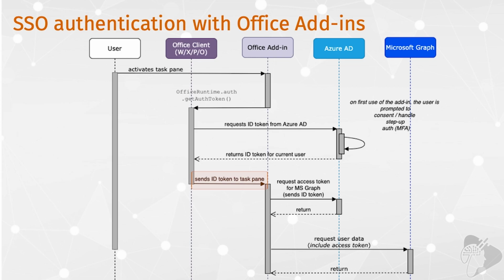Now, it's worth noting that none of the Office applications can request an access token that can be used to call other endpoints, such as Microsoft Graph. It can only request the ID token with a profile permission. If the add-in needs to call another API, it needs to exchange the ID token with Azure AD using the OAuth 2 on-behalf-of flow to obtain an access token.